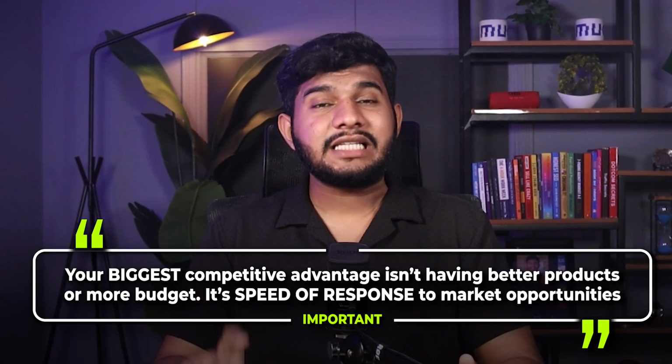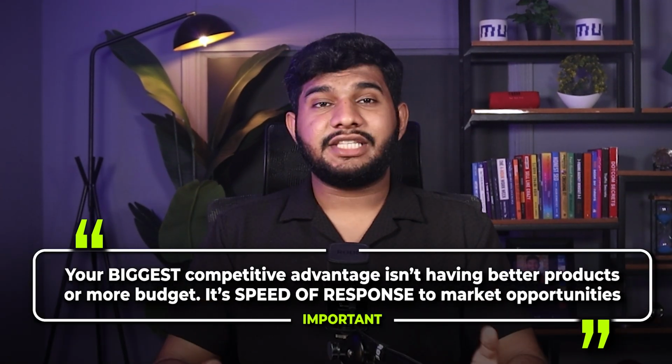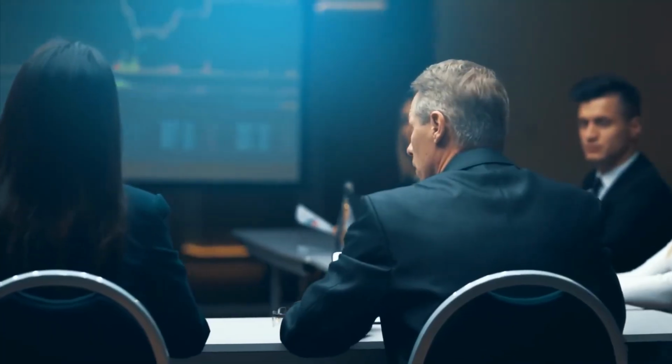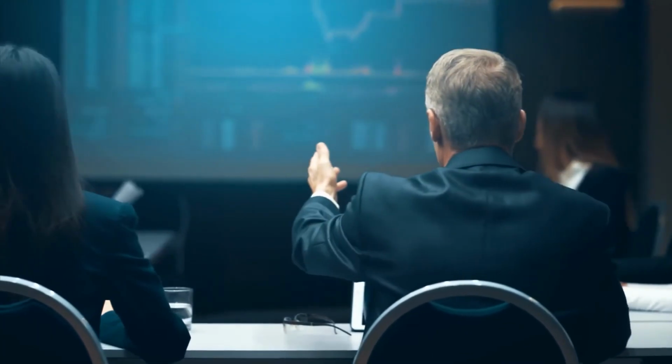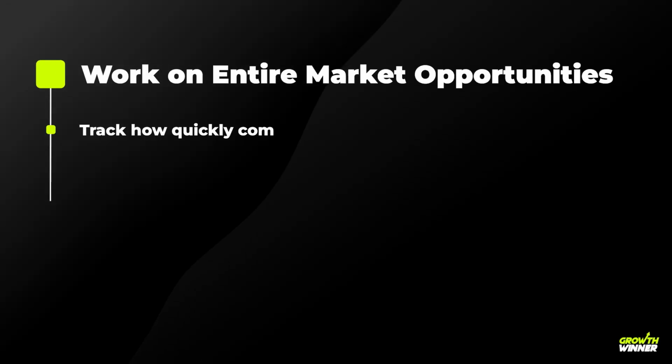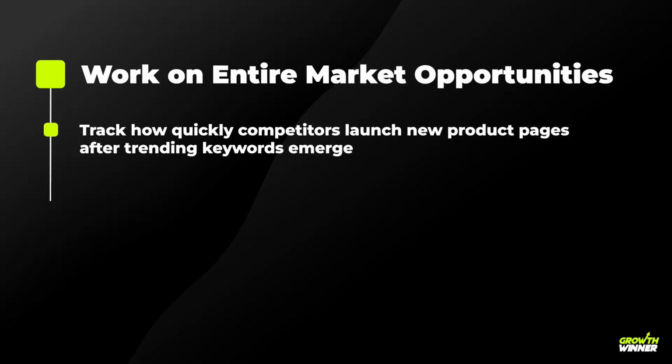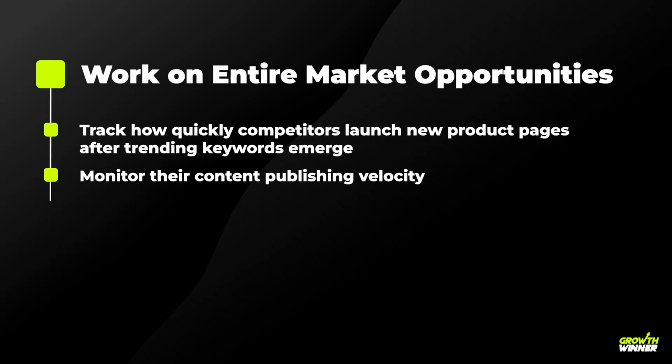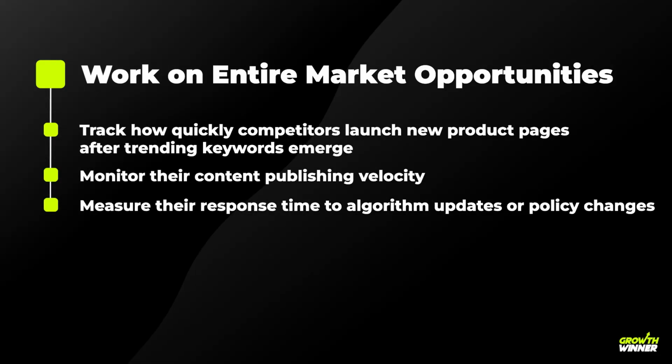Now, here's what most people don't realize. Your biggest competitive advantage isn't having better products or more budget, it's speed of response to market opportunities. Most established e-commerce brands have approval processes, inventory constraints, and decision-making hierarchies that slow down everything. While they're stuck in meetings debating strategy, we work on entire market opportunities. For this strategy, track how quickly competitors launch new product pages after trending keywords emerge. Monitor their content publishing velocity, measure their response time to algorithm updates or policy changes. This reveals their team structure, budget constraints, and decision-making processes, and shows you exactly when they are vulnerable.